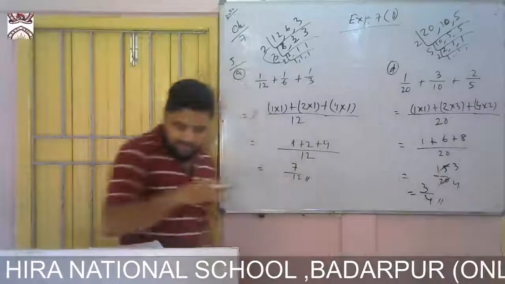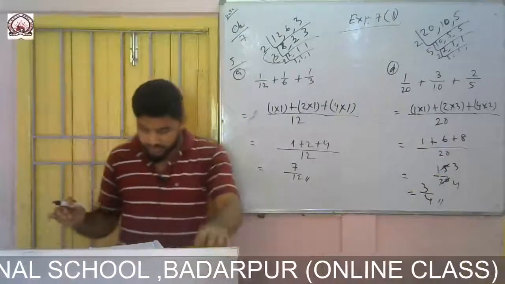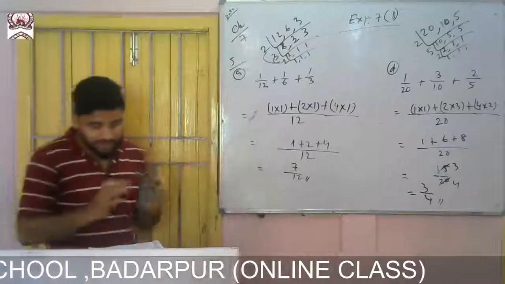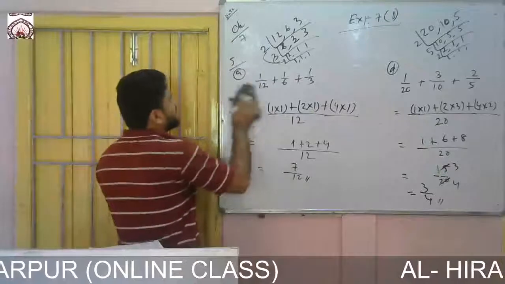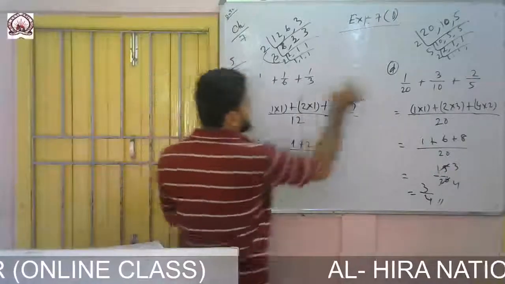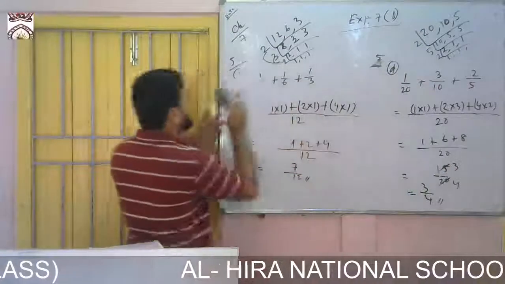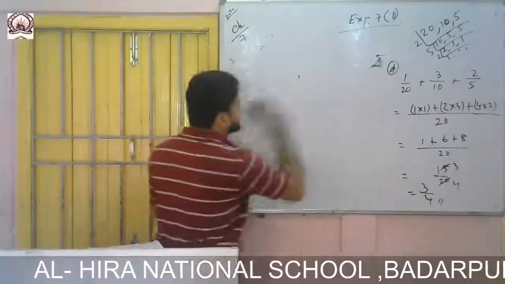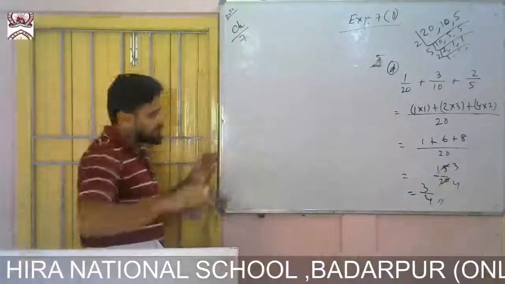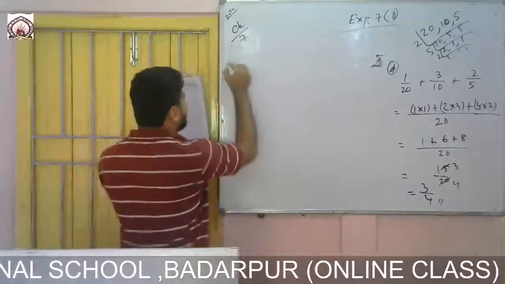Okay. Now another one, let me solve. Which one? Question number B. It is B. Okay, let me solve this one also. 2 by 3 plus 1 by 2, 12 plus 5 by 36. Now I am solving 5B. So 5B, what is that? 2 by 3.